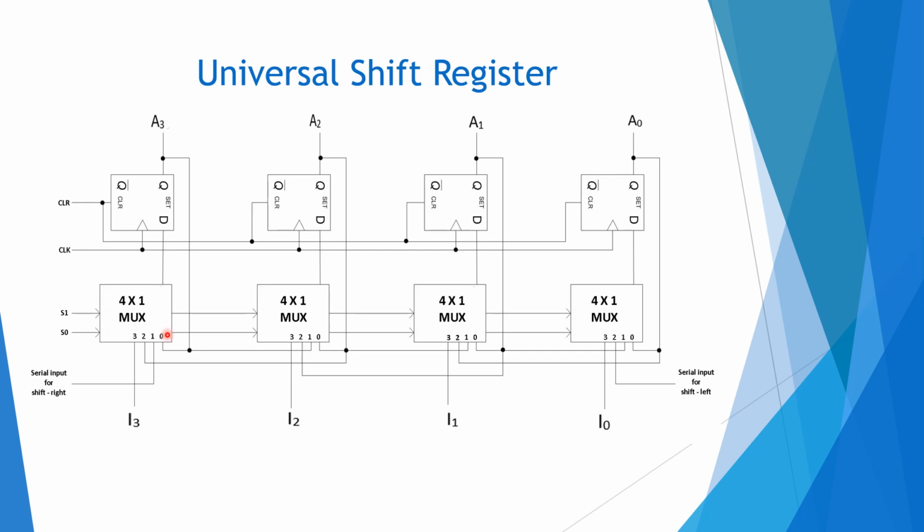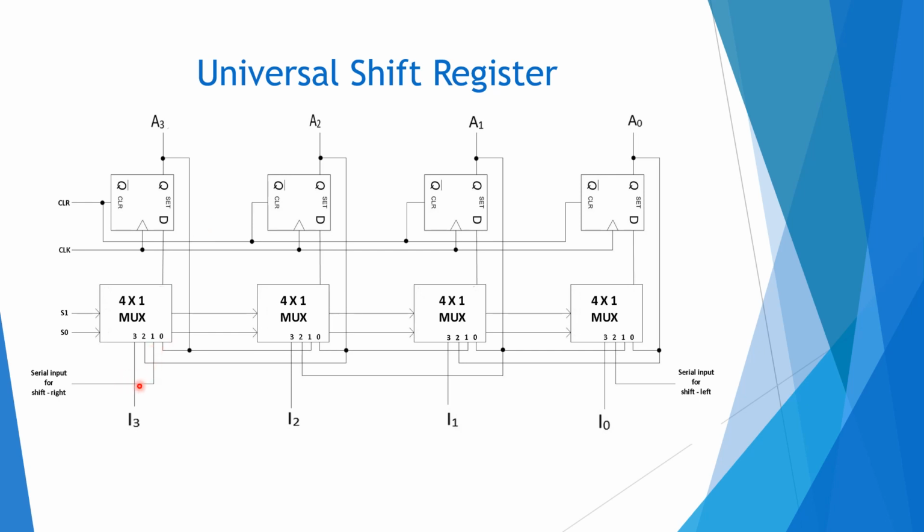So these are the S0 S1 inputs, the select inputs of the multiplexer, and when S0 S1 equal to 0, the output of each flip-flop is connected to the input of that respective flip-flop. So here you can see at the A3 end, this output is connected to the input of the same flip-flop. So the value has no change. Whatever clock pulses go through the flip-flop, the value doesn't change. So it is a no change state.